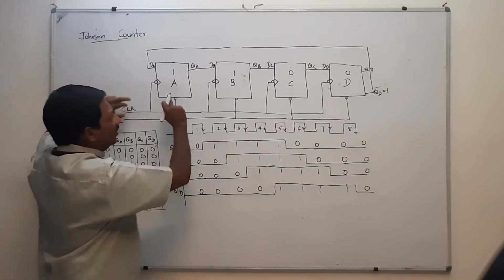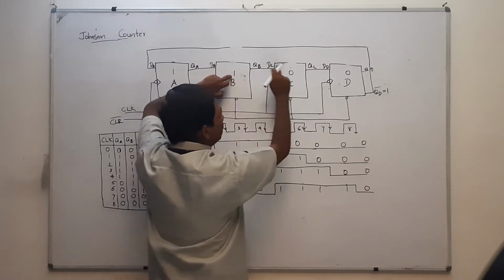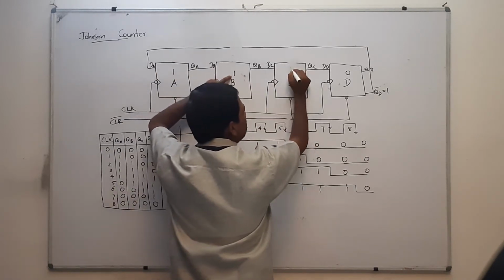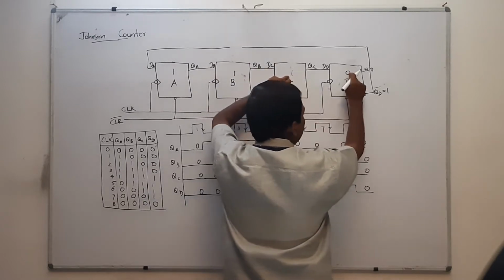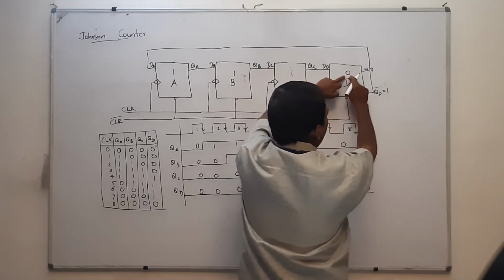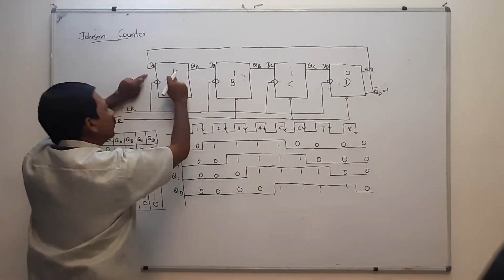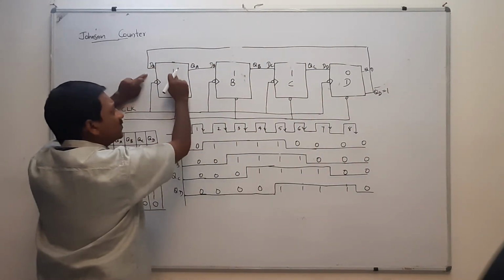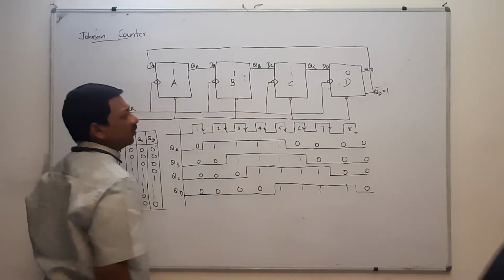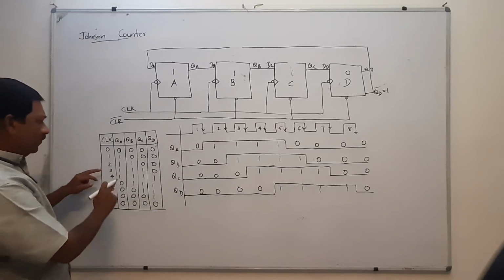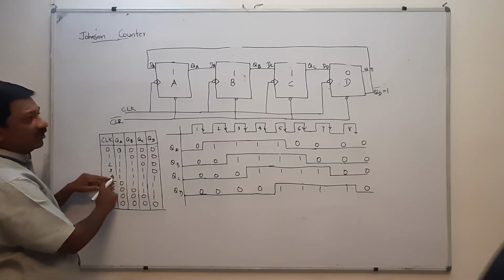Again after that, this one is shifted to this place. This one is shifted to this point. Then 0 is shifted to this point, and the complement of this 0 is given as the input. That's why here you have 1. That means that will become 1 1 1 0. And during the fourth clock cycle, what will happen?